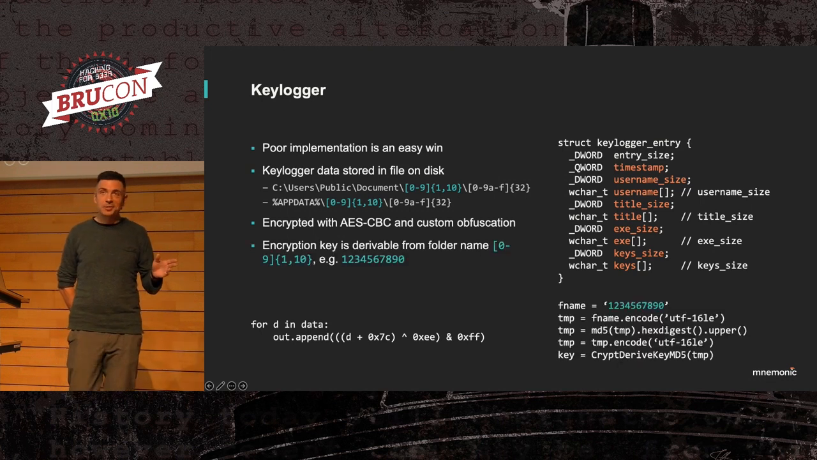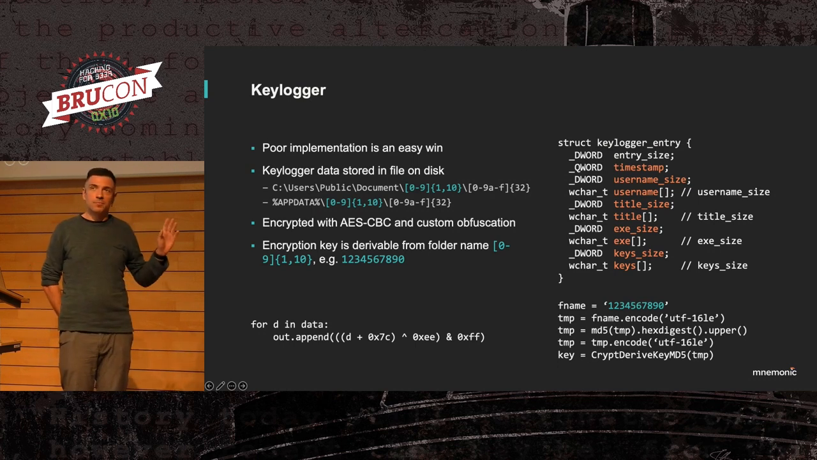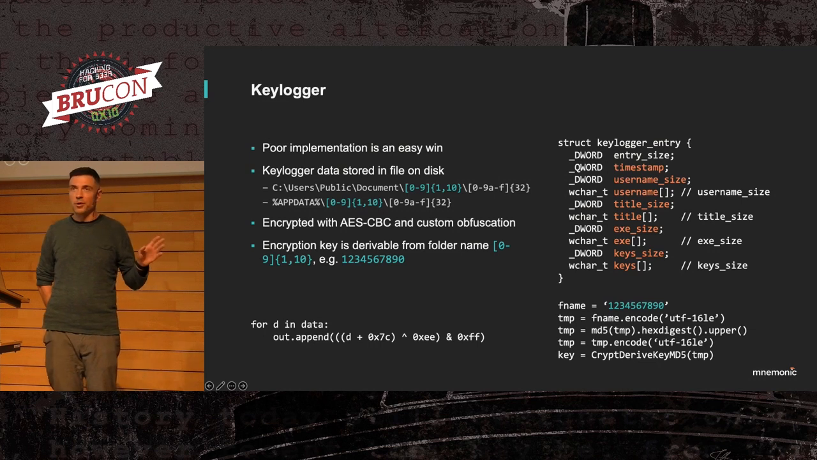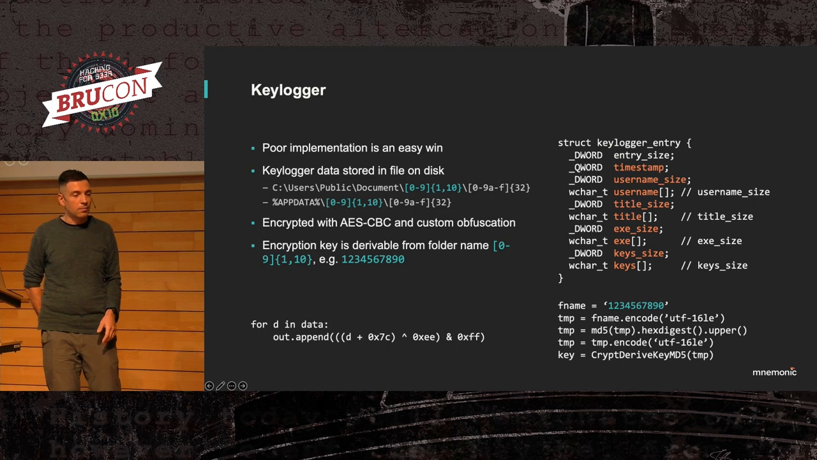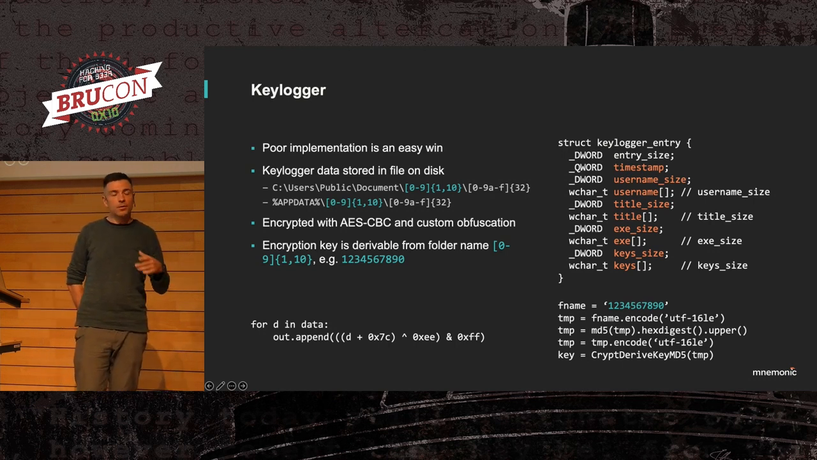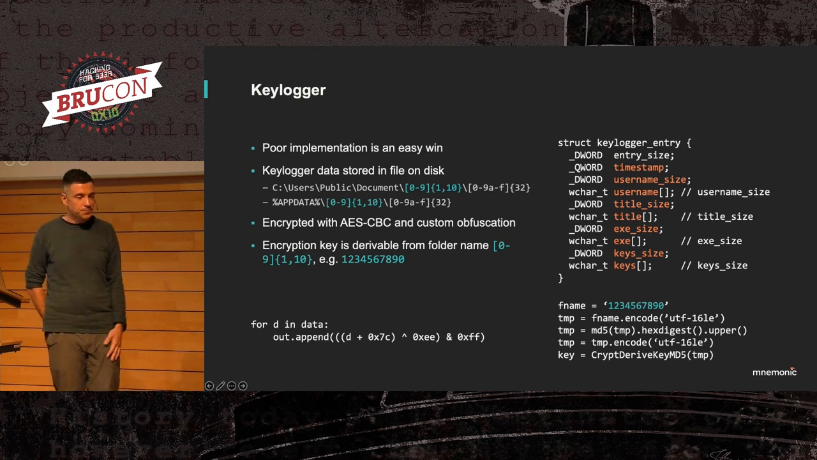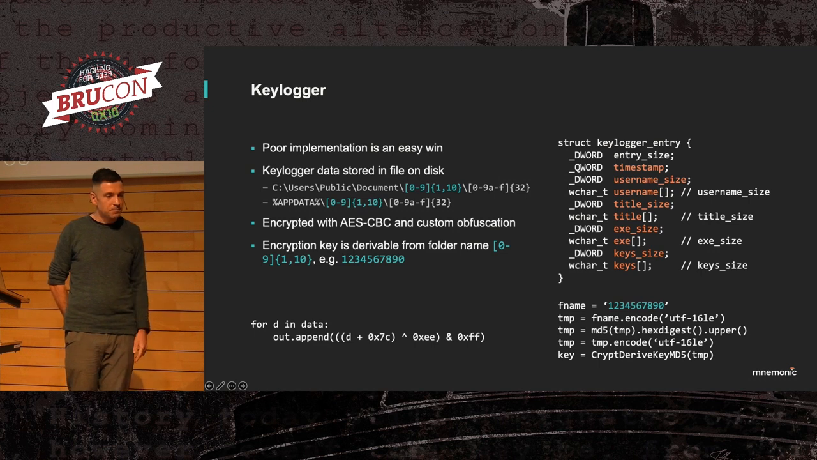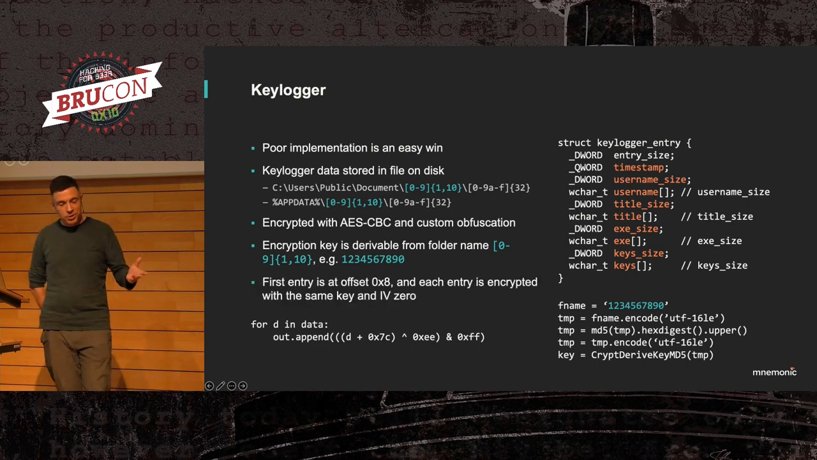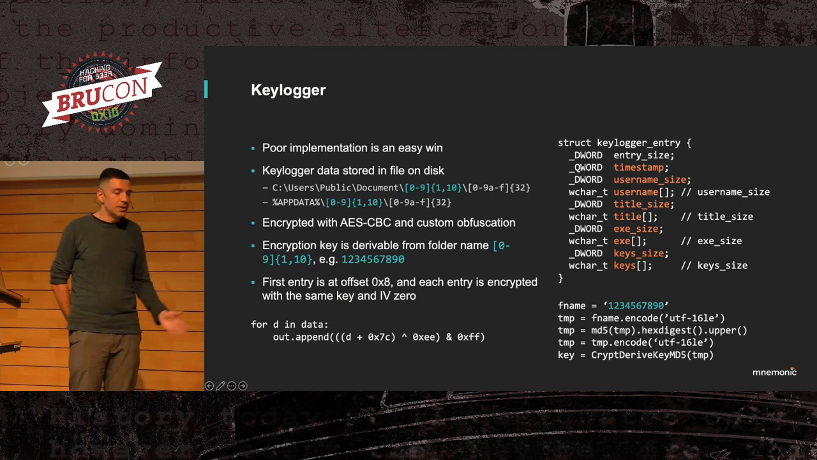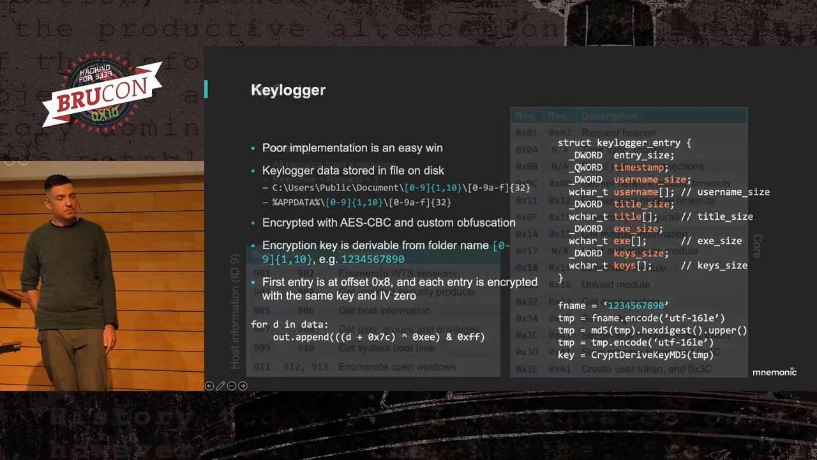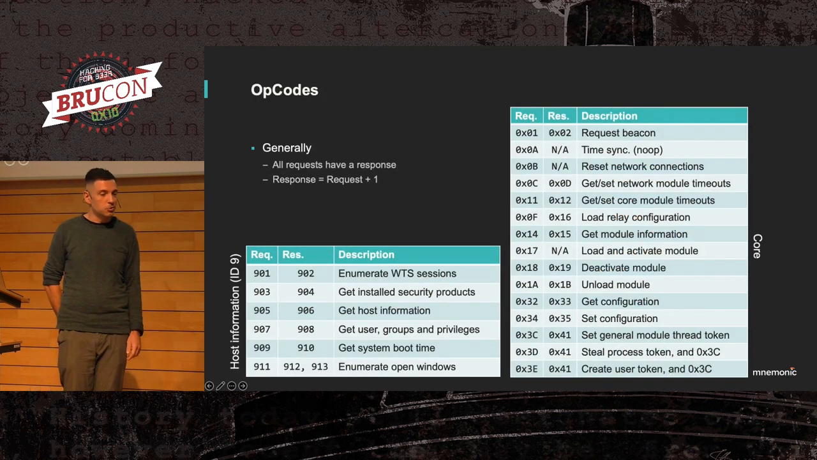The way they derive the key is by using the folder name that it is stored in. So if you encode it, then perform MD5, encode it again, and then do CryptDeriveKey from the Windows API, you will get the AES key that they used and be able to decrypt the keylogger data and get insight into what they have collected, which might be nice. If you want to do it in practice, you start at offset 8 and use IV 0. So easy peasy, once you know the algorithm, and hopefully that is helpful to someone.